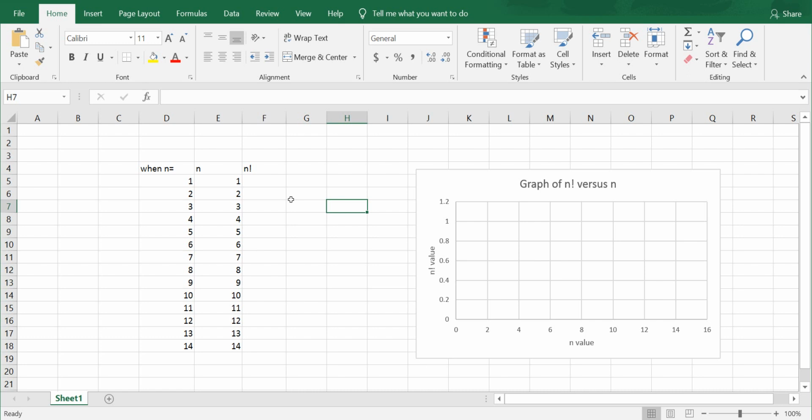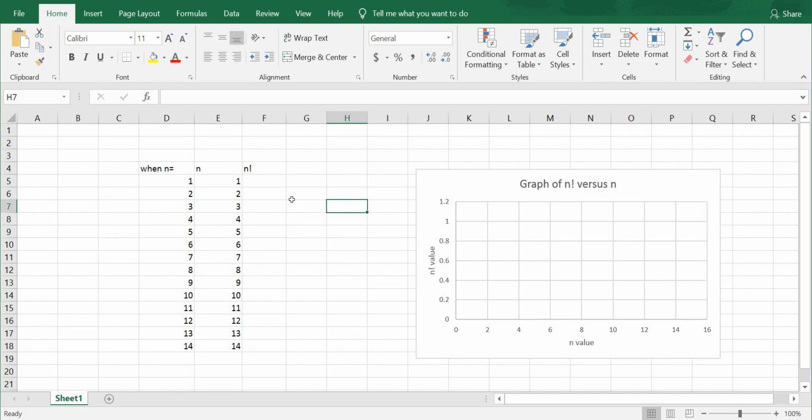If you do not know what n factorial means, basically, for example, if n is equal to 2, my n factorial is just 2 times 1. And if my n is equal to 10, my n factorial is equal to 10 times 9 times 8 times 7 times 6 times 5 times 4 times 3 times 2 times 1. So when you multiply, you subsequently subtract 1 from the previous value itself.